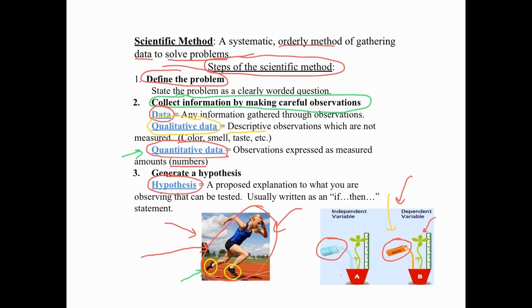All right, a super important term is the hypothesis. That is a proposed explanation of what you are observing that can be tested. It is usually written in an if-then statement. So it would be something like this. If I jump far away from the bus in Fortnite, then I will live longer. If I wear track shoes, then I will run faster. If I feed my flowers orange juice, then they will smell better.